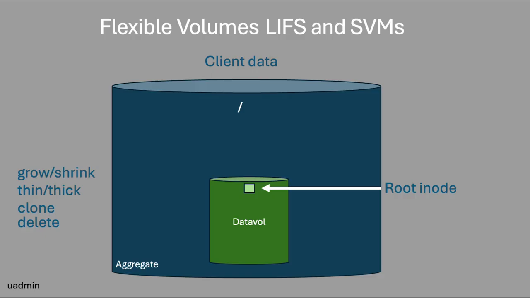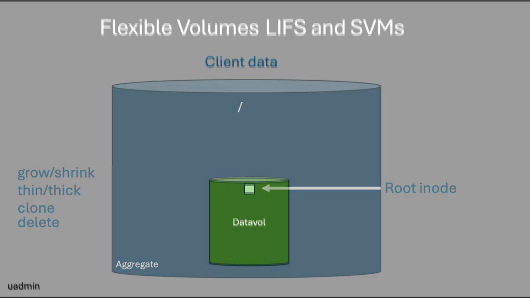Now, volumes can be grown and shrunk when needed. They can be thin provisioned, which means that they do not reserve any space in the aggregate up front, but only start taking space when actual blocks are being written into the volume. Volumes can be cloned for reasons we will see later, and of course volumes can be deleted.